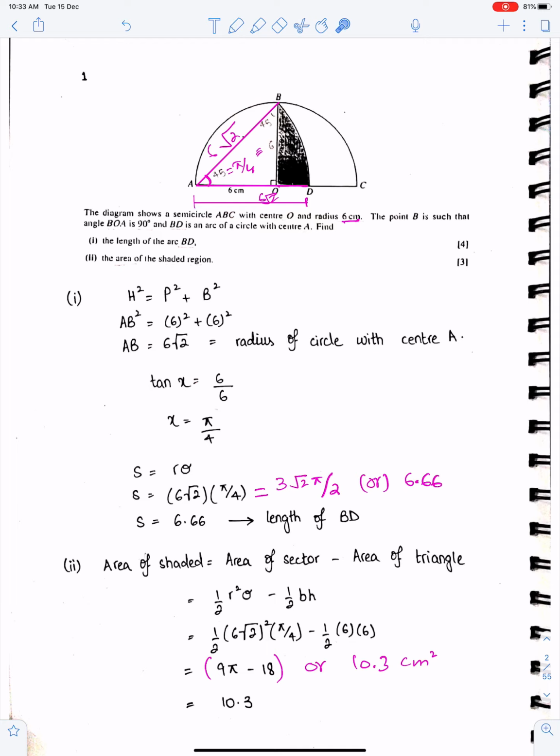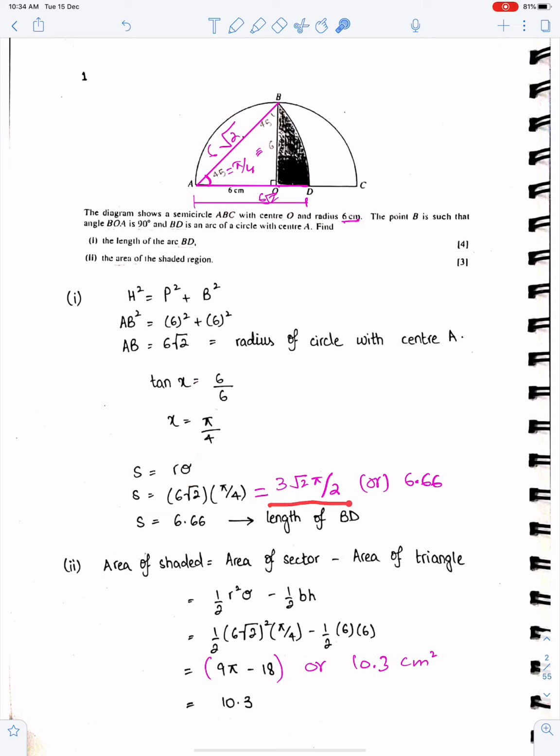Now the question is, the diagram shows a semicircle with radius 6 and an arc of center A. This arc BD has center A. This is important. The length of the arc BD. We have the radius, we have the angle, we can easily get the arc length. This is the formula of the arc length.